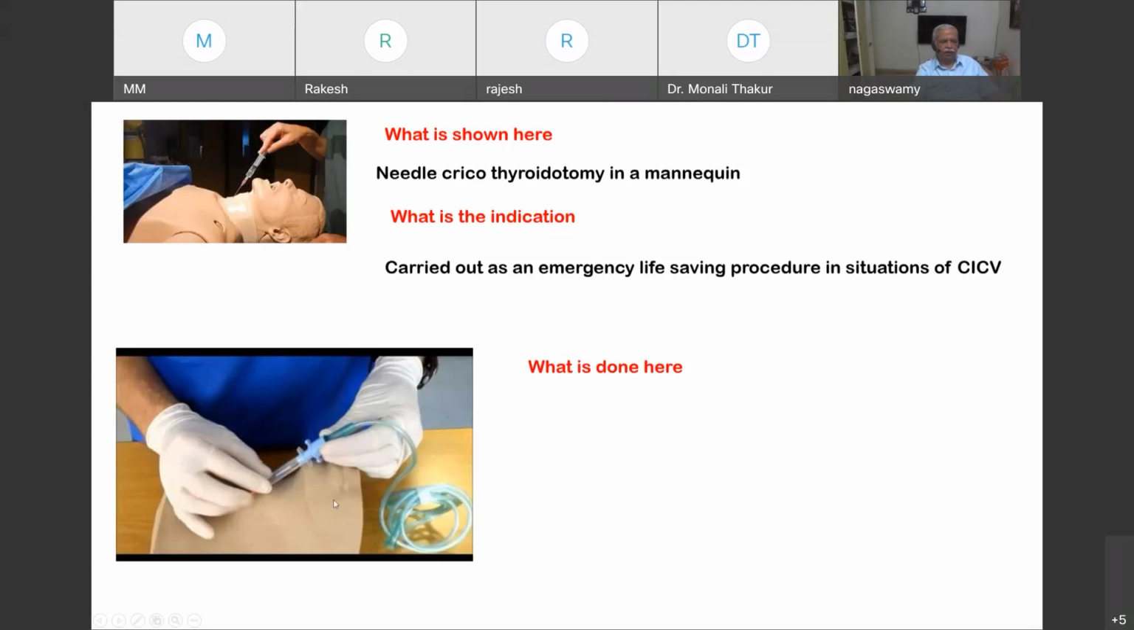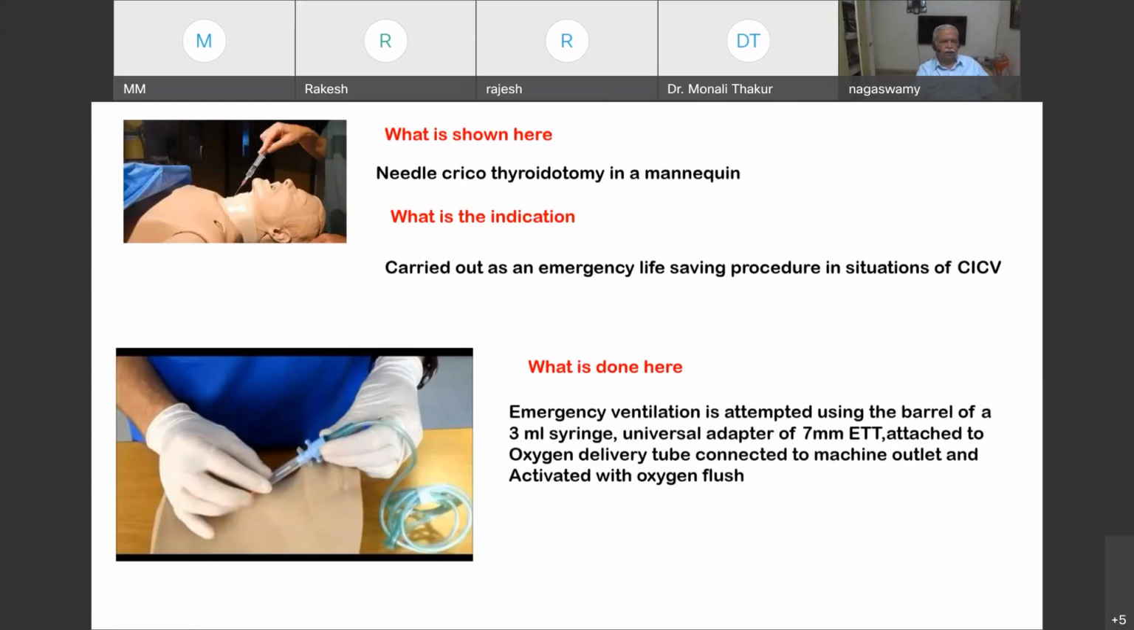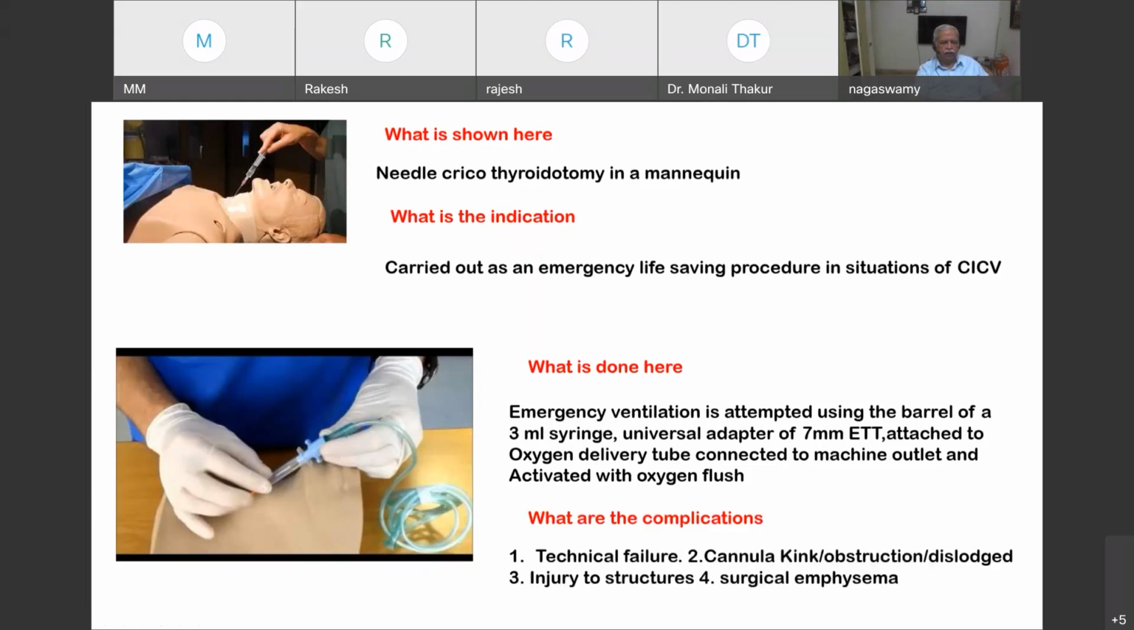He has taken a 3 ml syringe, which is connected to a 7 mm adapter attached to an oxygen delivery tube, connected to the machine outlet and activated with oxygen flush. You can see in between his fingers there is a 14 gauge cannula, that orange color, a small bit. The tip of the cannula is connected to the barrel of the syringe, and then oxygenation is being attempted. The complications of this: technical failure, the cannula can kink or obstruct, injury, surgical emphysema. All these things can happen.